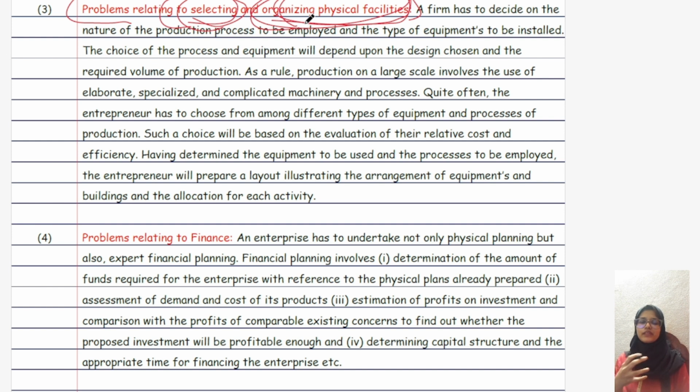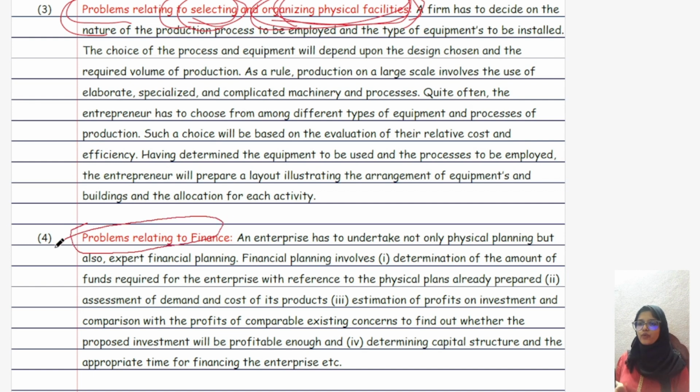In today's world, there are very different kinds of technologies, and the better the technology is, the more complex it is, right? So, organizing physical facilities: which type of equipment should I use, which type of machinery should I use, and if you want to install that machinery, you have to know everything about it. How does it work? How does it start? How much daily maintenance does it require, and you require someone to inspect that machine from time to time. So this is nothing but problems relating to selecting and organizing physical facilities.